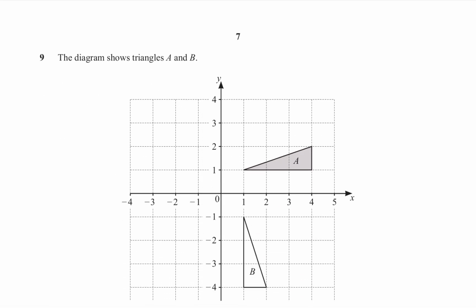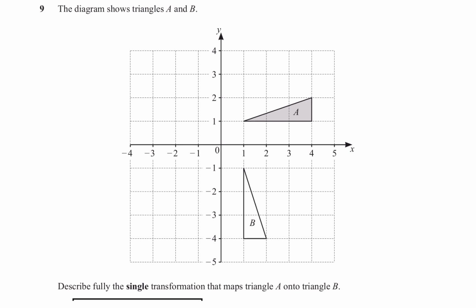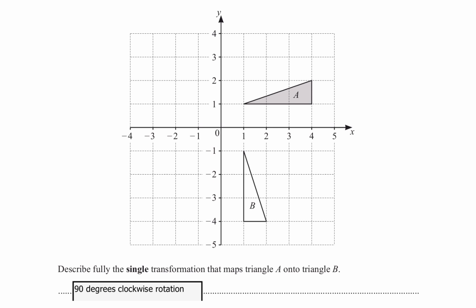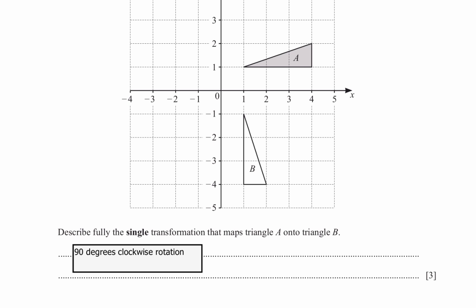Okay, the diagram shows triangles A and B. Describe fully the single transformation that maps triangle A onto triangle B. So how is A mapped onto triangle B? We have a 90-degree clockwise rotation. Only then will triangle A be mapped to triangle B.